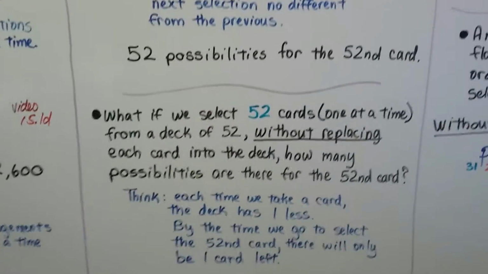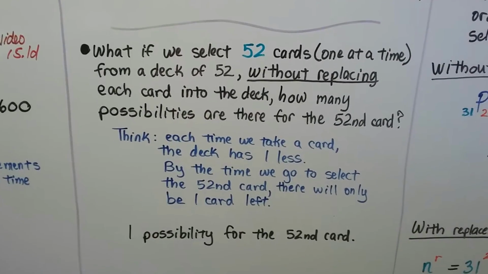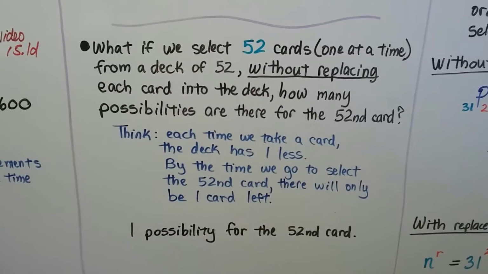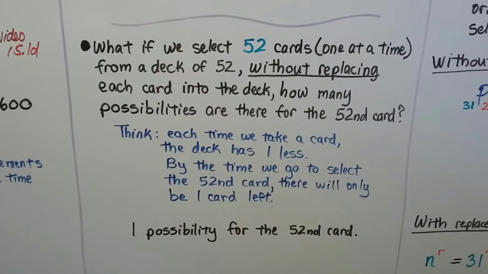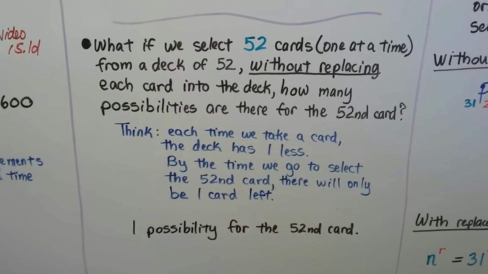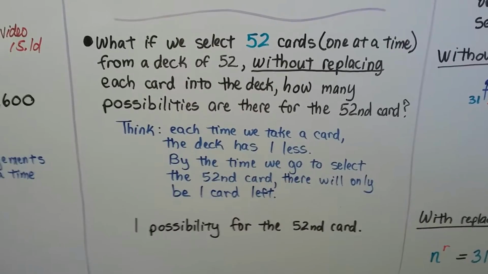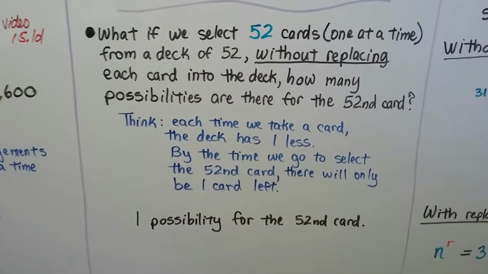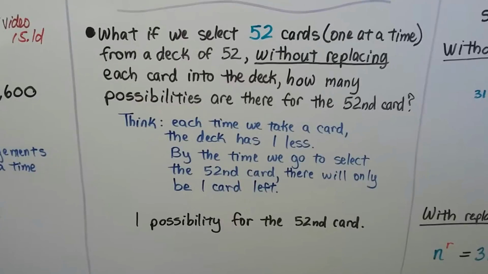What if we select 52 cards 1 at a time from a deck of 52 without replacing each card into the deck? How many possibilities are there for the 52nd card? Well, think. Each time we take a card, the deck has 1 less. By the time we go to select the 52nd card, there's only going to be 1 card left, so there's 1 possibility for that 52nd card.